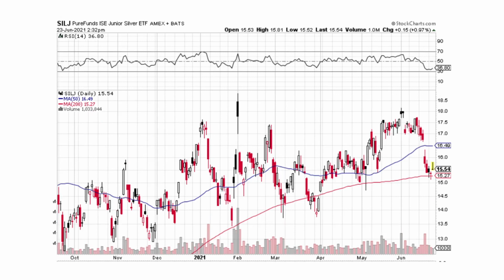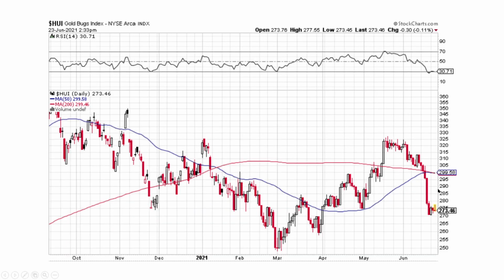Same with SILJ. Buyers haven't stepped in and given us a reversal point. It's not some large hammer reversal. I don't see a large, big white candlestick moving on up. I think we could head lower. Volume's not there.